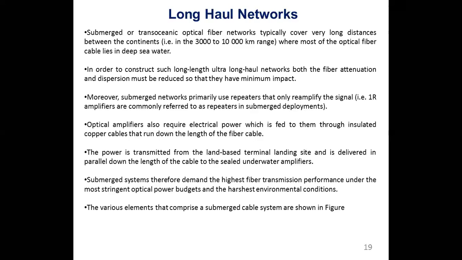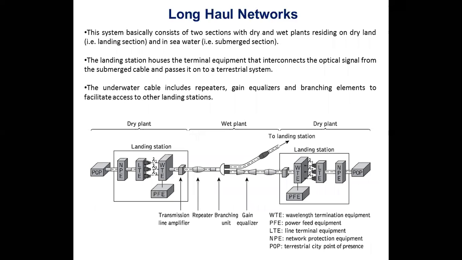So for such a cable system, the diagram is shown. It will consist of two sections, the dry and the wet plants. So this will reside on the dry land and the seawater. The landing station will house the terminal equipment, and this will interconnect the optical signal from the submerged cable and pass it to the terrestrial system. And you can see from the diagram that it also includes the repeaters, the equalizer, and some branching elements, so you can land on some other stations.